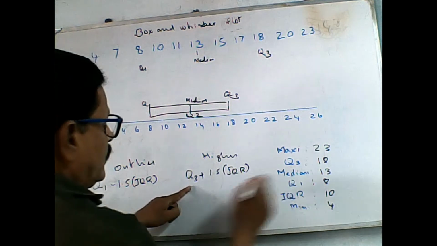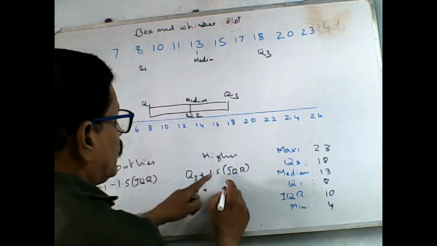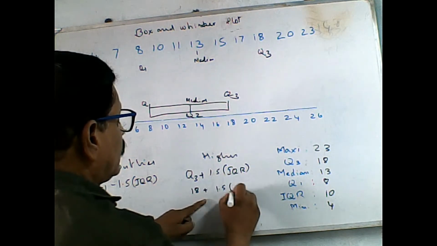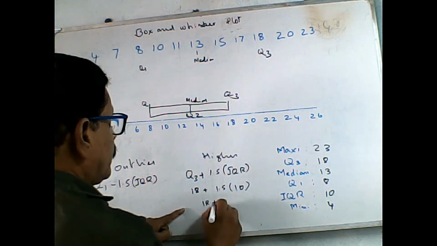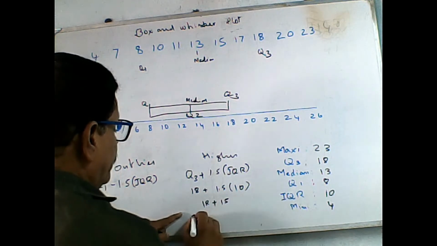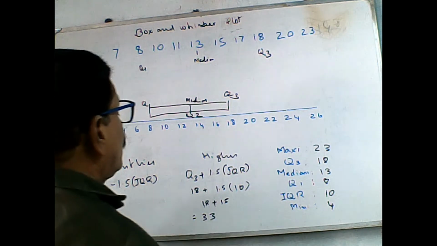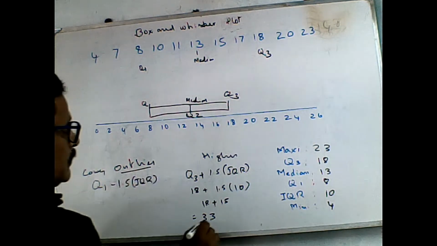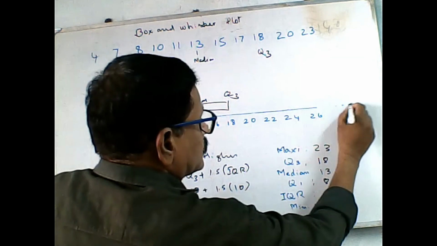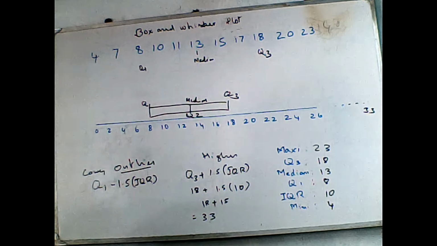Q3, you see Q3 is 18, plus 1.5 times 10. You see 10, 18 plus 15. This one, 33, is the higher limit for an outlier. You see 33. No outlier exists in this box plot.